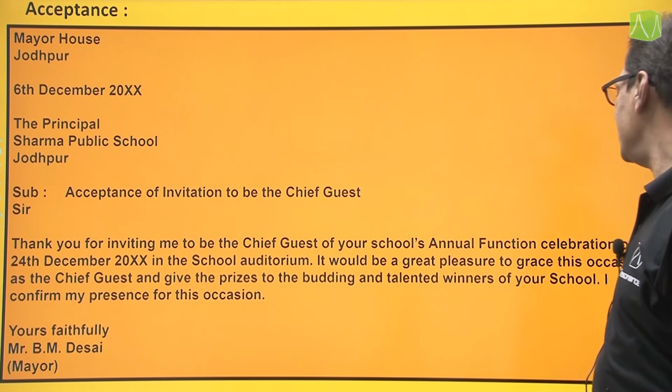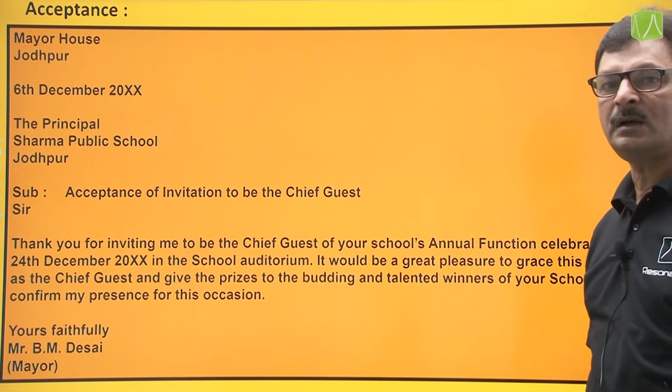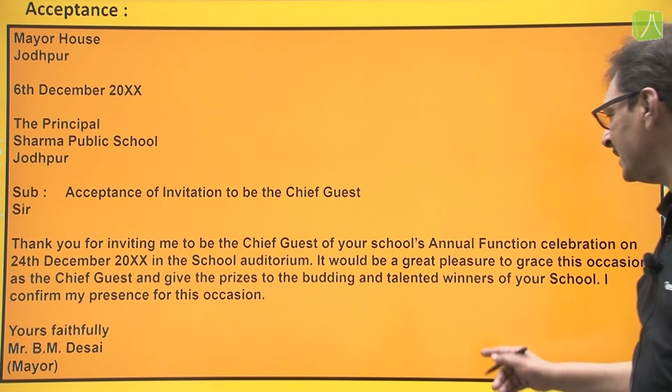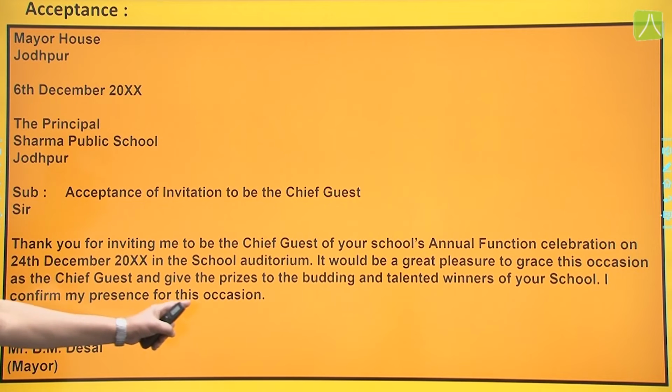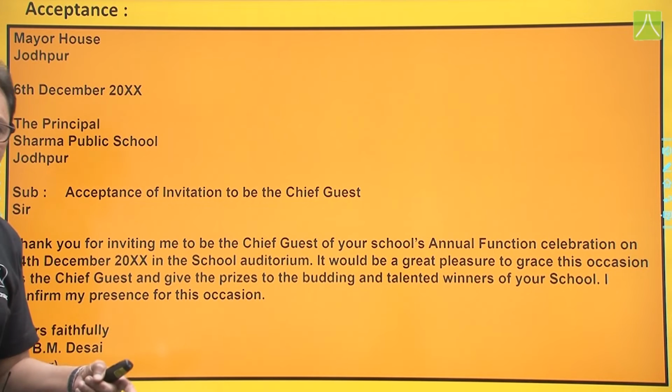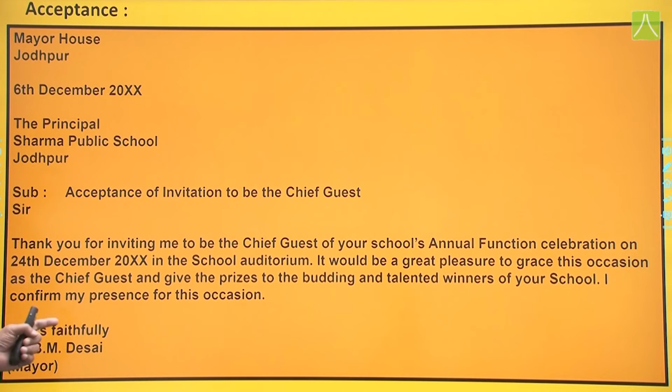It would be a great pleasure to grace this occasion as the chief guest and give the prizes to the winners. Next important sentence. I confirm my presence for this occasion. Reply देना है. So I confirm my presence for this occasion. Yours faithfully, Mr. B.M. Desai, and the designation the mayor. So, इस प्रकार आपको ये लिखना है.